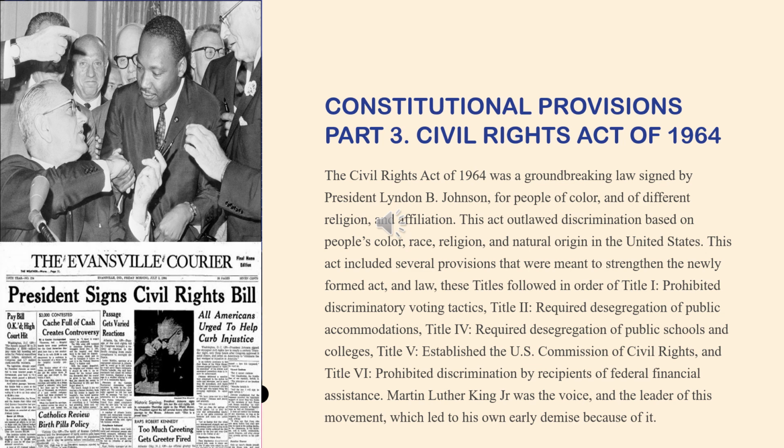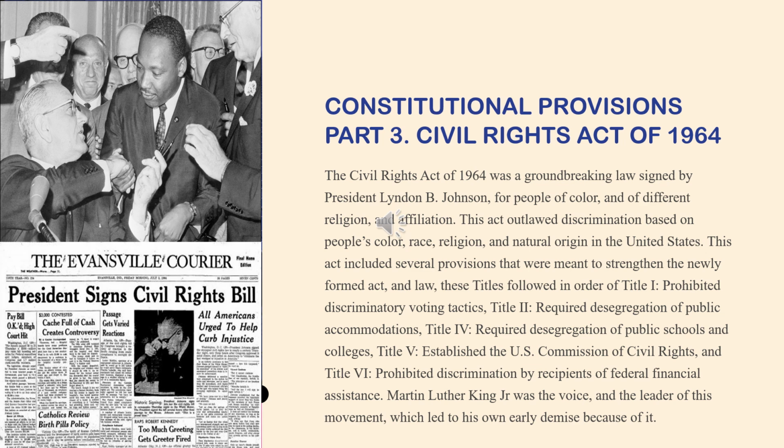These titles followed in order. Title I prohibited workplaces from discriminating and prohibited discriminatory voting tactics. Title II required desegregation of public accommodations, such as places, as I mentioned before, in the Jim Crow South that had whites and blacks separate for water fountains, bathrooms, buses, transportation, and other public accommodations that were divided by race.